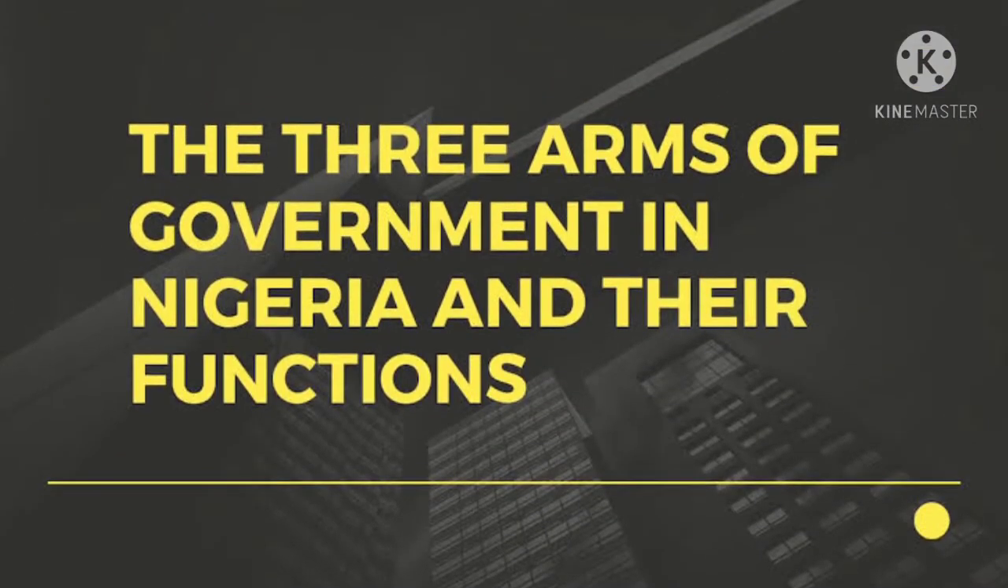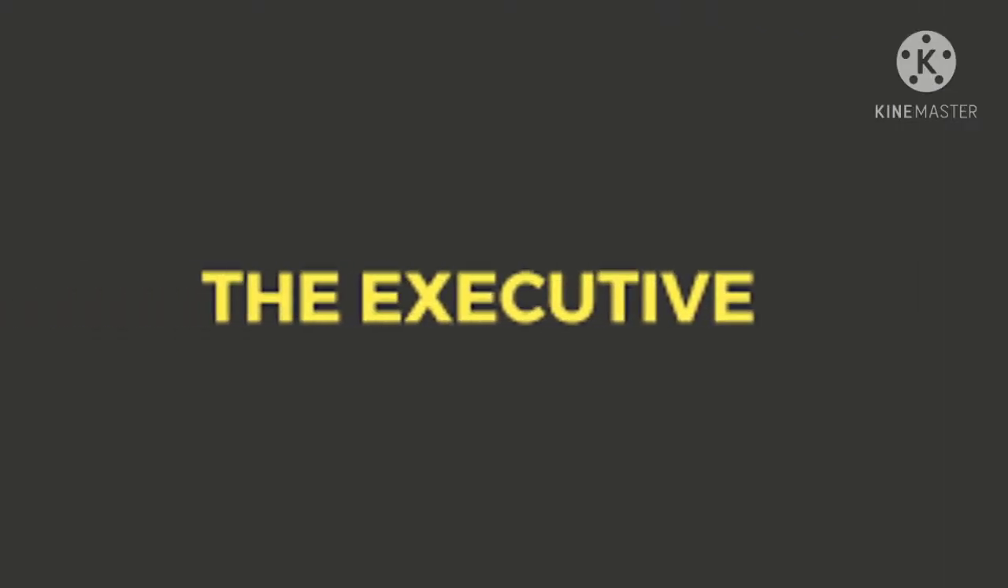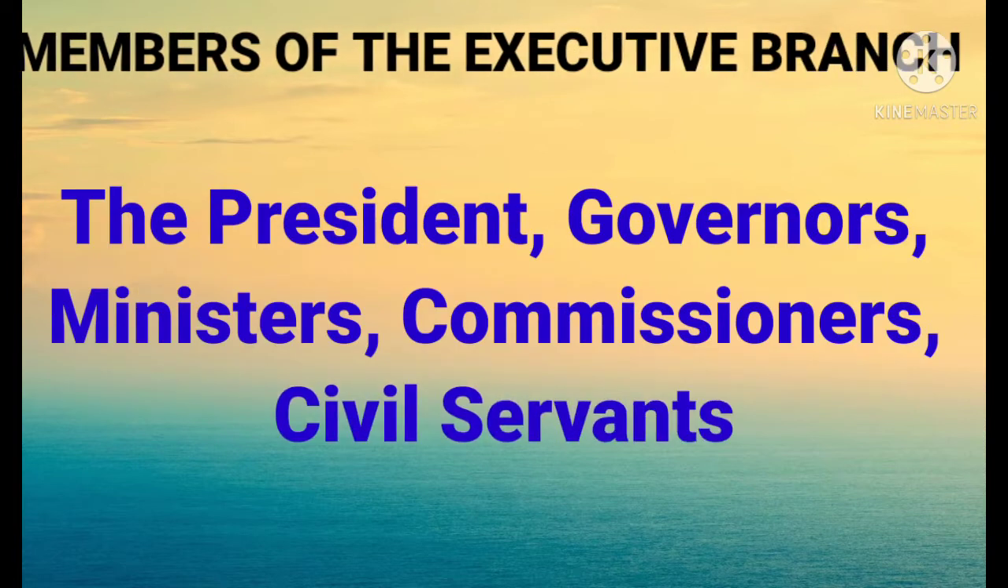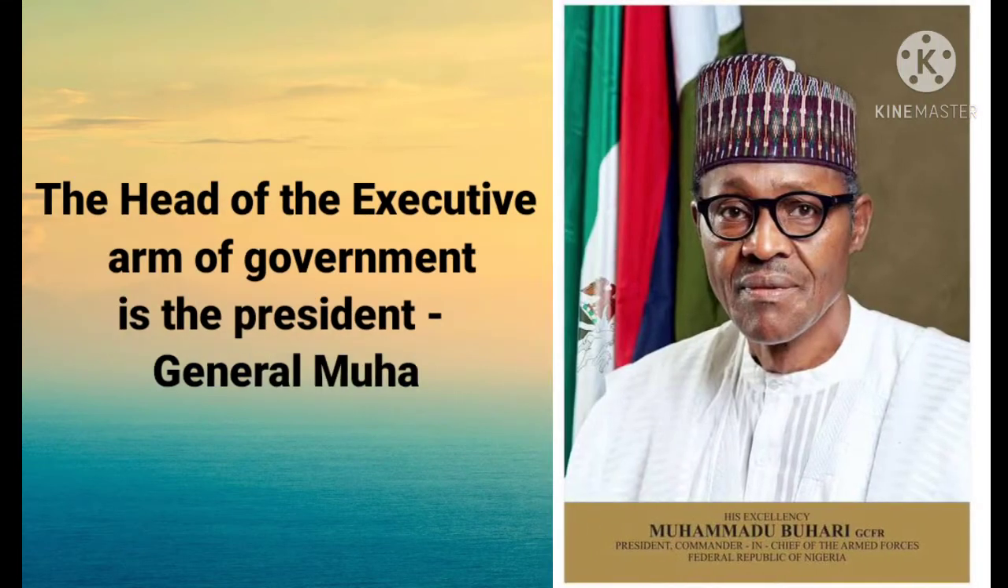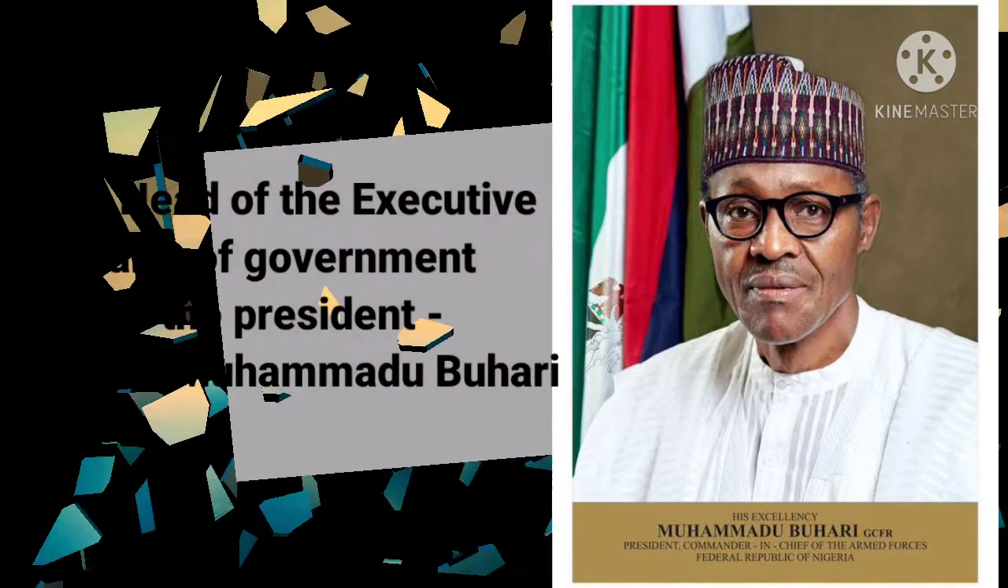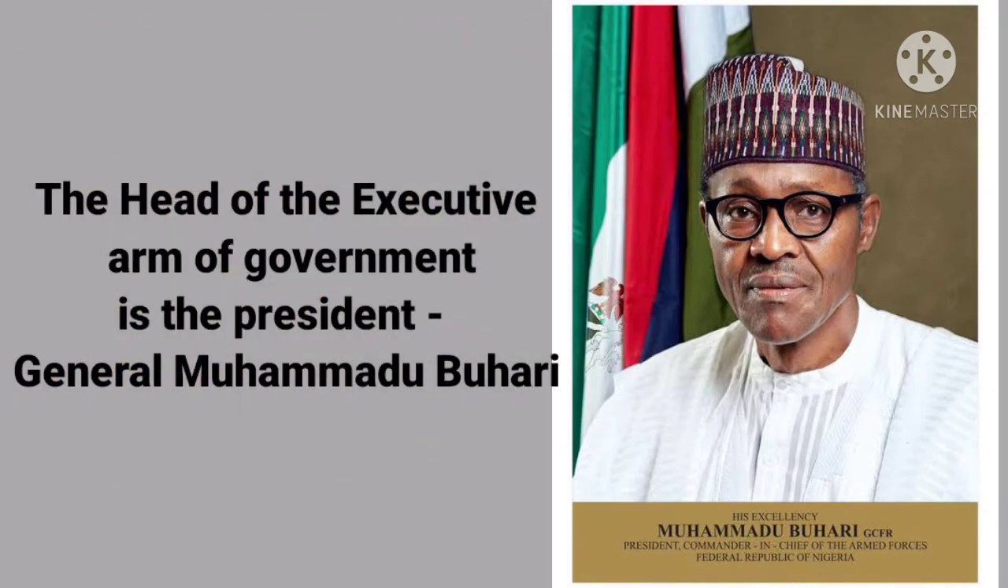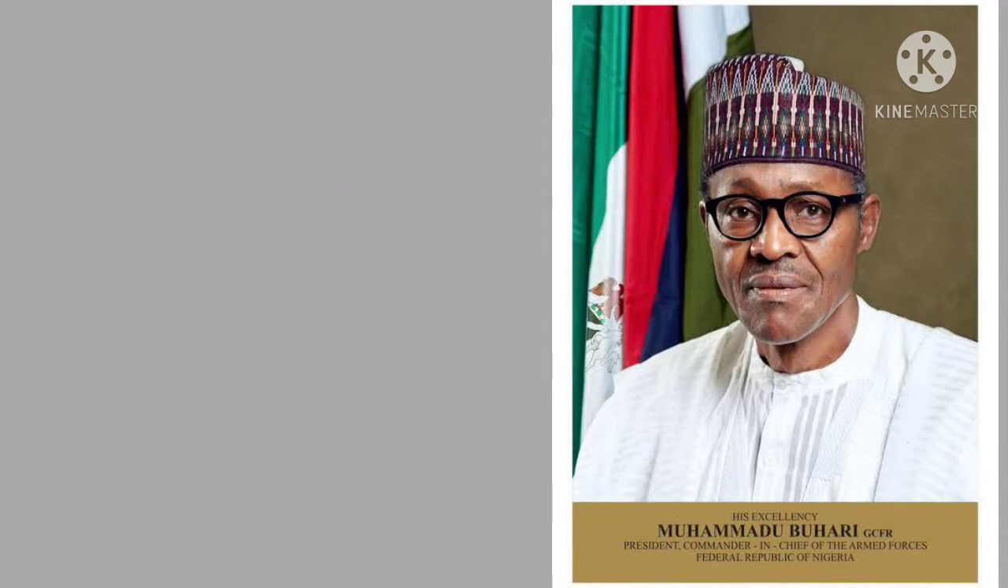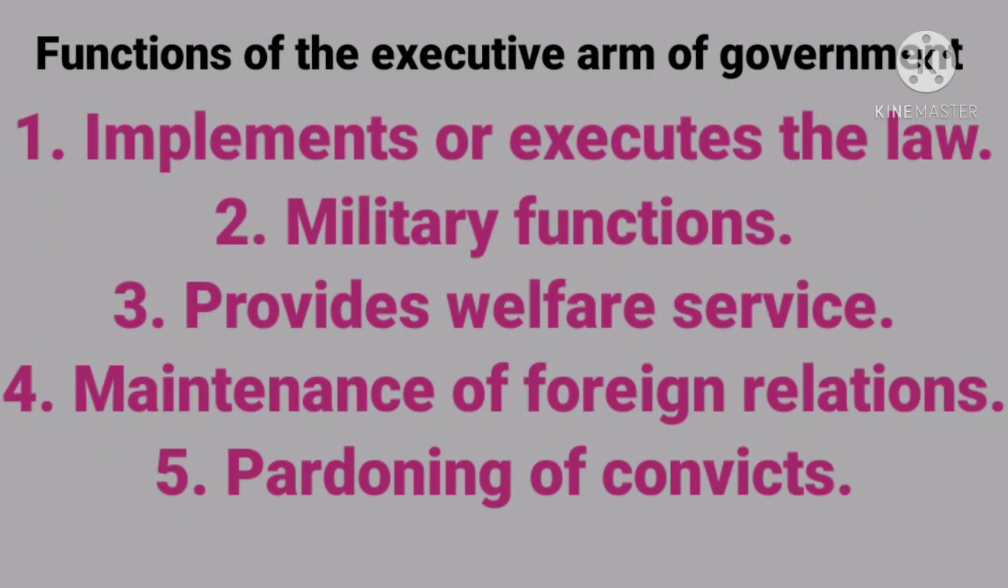So the three arms of government in Nigeria and their functions, we are going to look at them one after the other. The first one that we're going to look at is the executive arm of government, or the executive branch of government. Members of the executive branch include the president, governors, ministers, commissioners, civil servants, all those persons that are involved with government administration. The head of the executive arm of government is the president, who is General Muhammadu Buhari.